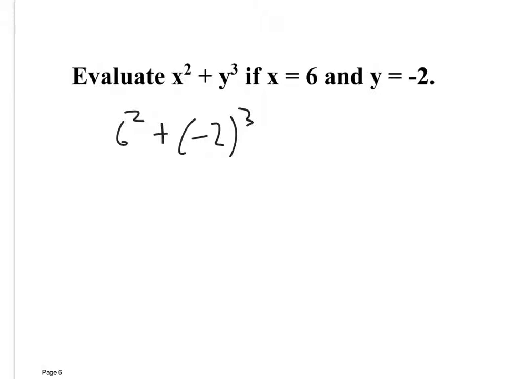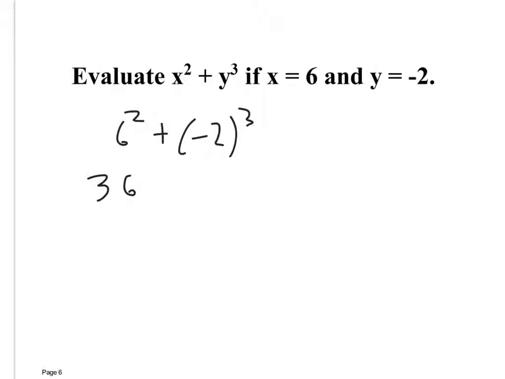And then you just work it out. We don't have any grouping symbols other than parentheses around -2. But there's no operations inside there, so we go on to the exponents. And 6 squared would be what, Ben? 12. What? No, it is not 12. Oh, 36, sorry.